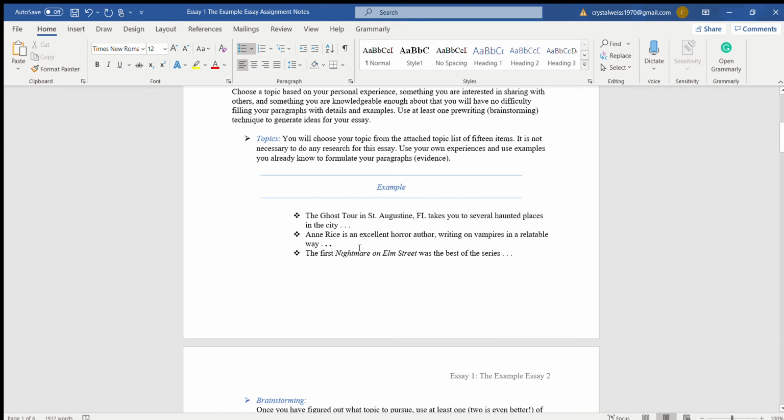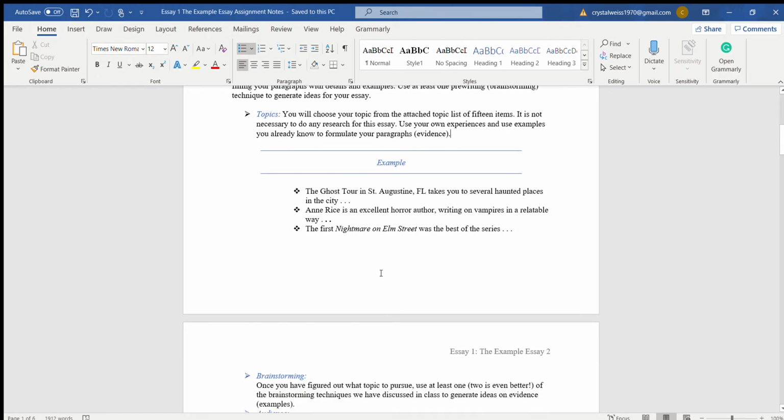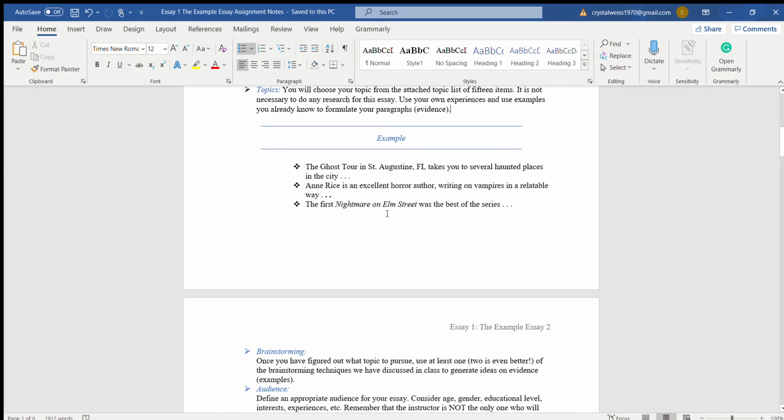It's not necessary to do any research for this essay. As a matter of fact, if you do any research for this essay, you will get a 0, so don't do that. Use your own experiences and use examples you already know to formulate your paragraphs, which will be your evidence.